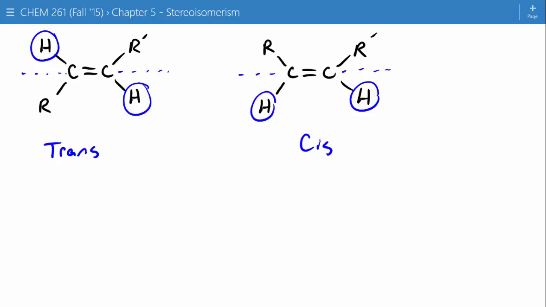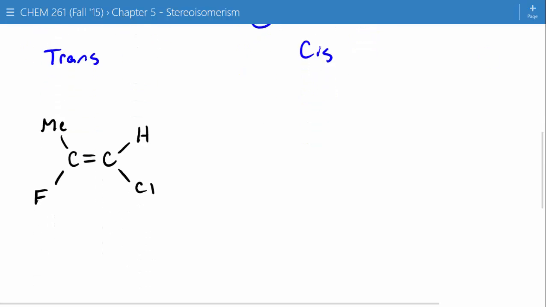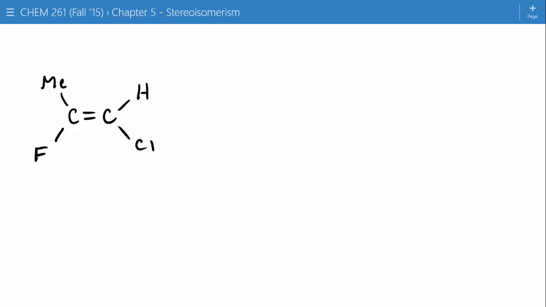Okay. All right, what about this one? I'm going to draw a molecule out. Oh, sorry. Is this cis or trans? It's neither. We don't have identical substituents coming off of either side. So this is neither cis or trans.